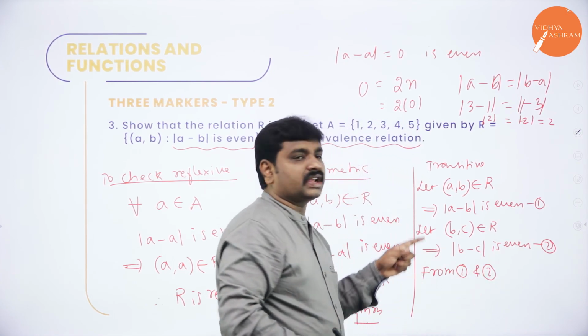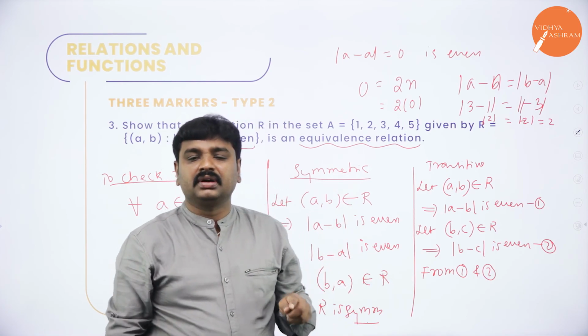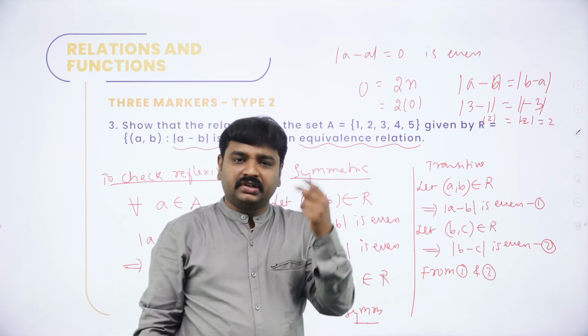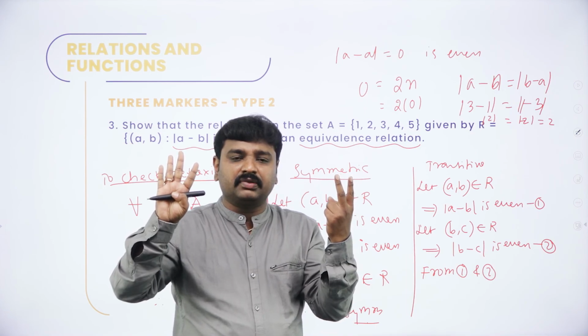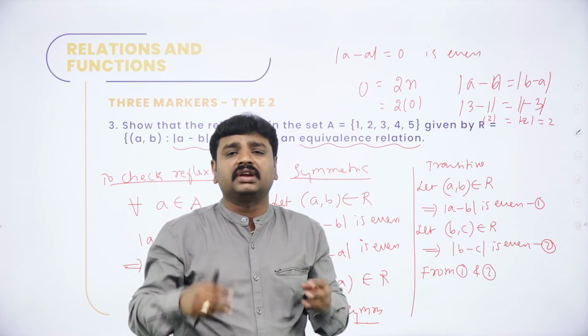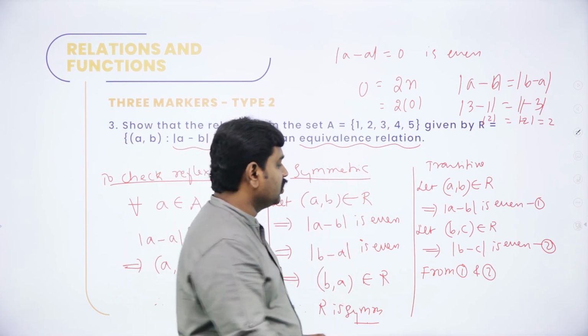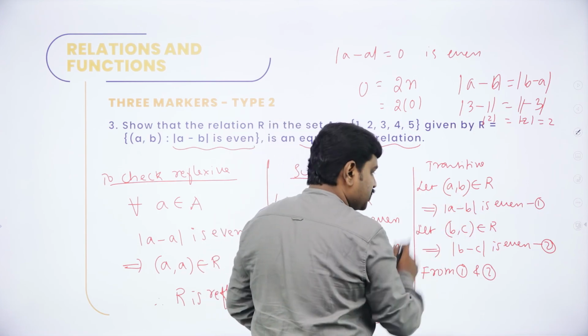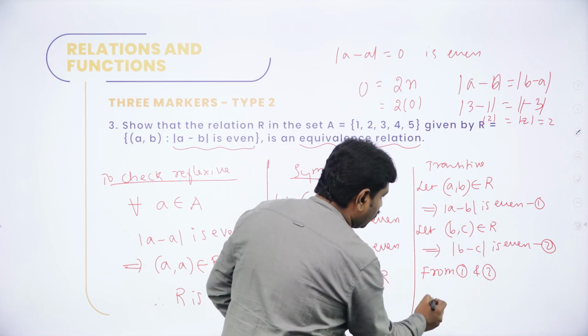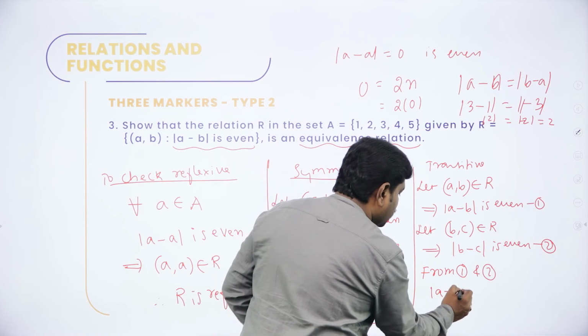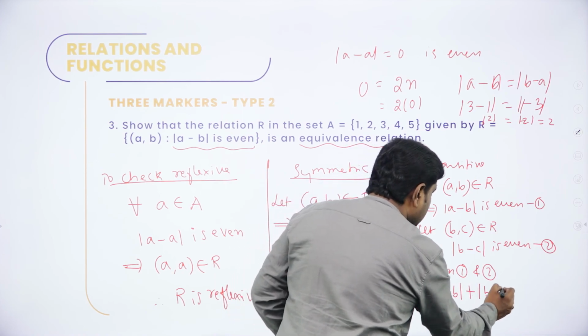If two numbers are even, their sum is also an even number. Sum of two even numbers is even. So 2 is an even number, 4 is an even number. What is 2 plus 4? 6. 6 is also even. Sum of two even numbers is even. So from 1 and 2, I know mod A minus B is even. I know mod B minus C is even. Therefore, mod A minus B plus mod B minus C is even.